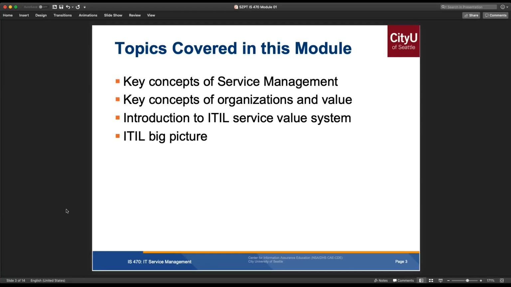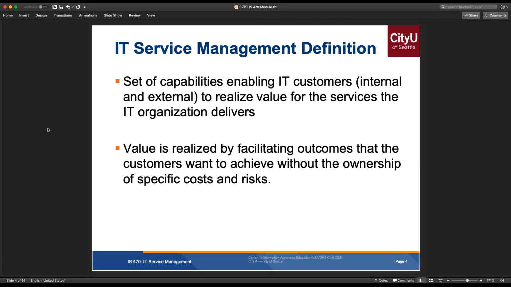So we have service management, where we defined a lot of different terms before we came up to service management. We defined the service word, the value word, the consumers. Key concepts of organizations and values: organizations can be public or private, and value depends on the customer's perception. And next, the ITIL big picture, the service value system as well.